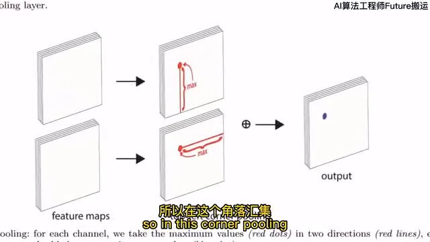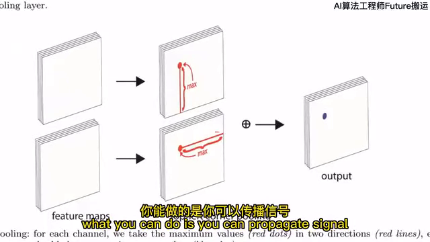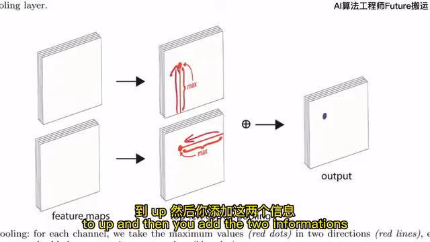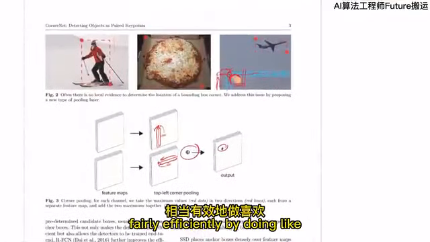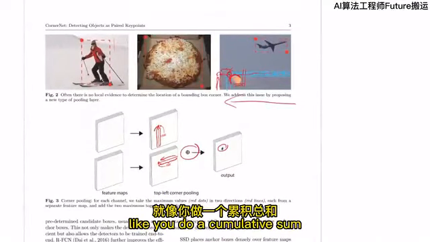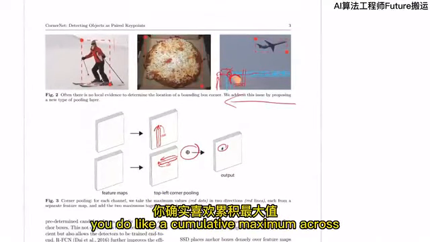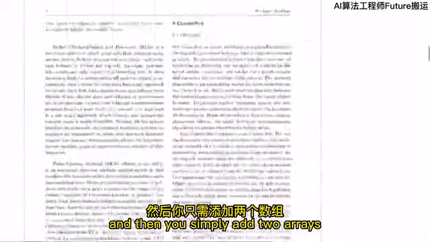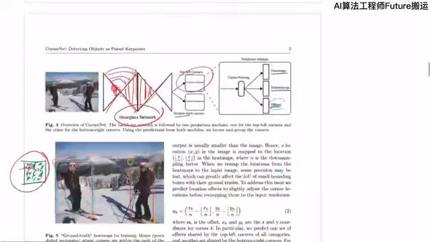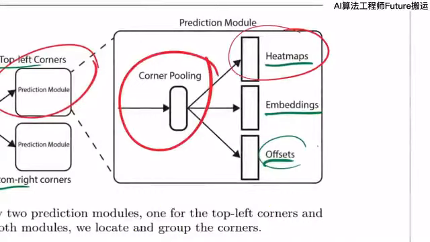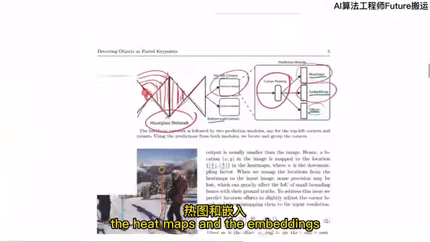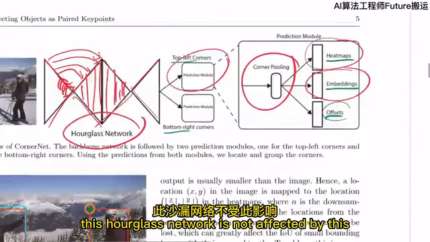So in this corner pooling, what you can do is propagate signal to the left and up, and then you add the two informations, and that will give you your output feature. And you can calculate this fairly efficiently by doing a cumulative maximum across the different axes, and then you simply add two arrays, and that's it. So you simply put the corner pooling before you predict these different outputs right here, the heat maps and the embeddings, which means that this hourglass network is not affected by this.